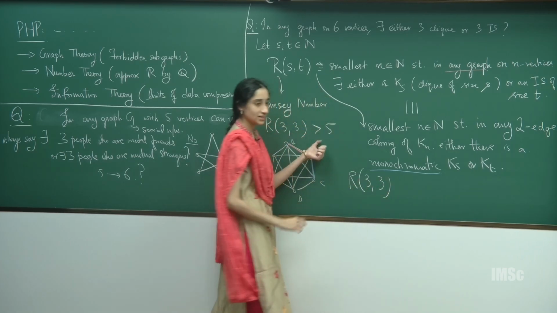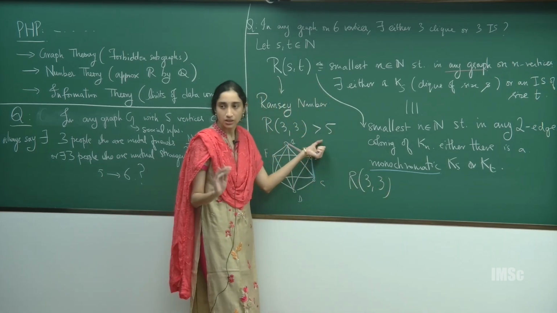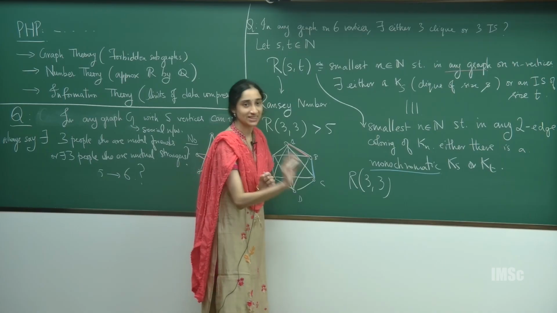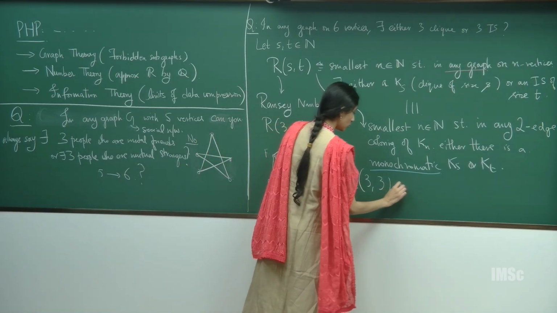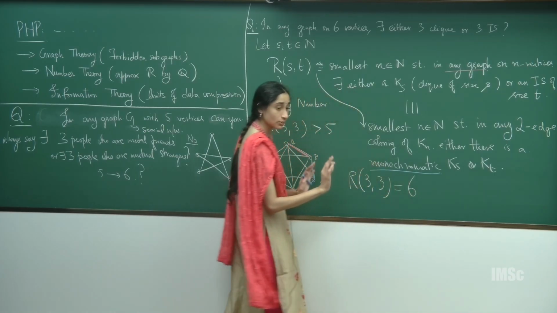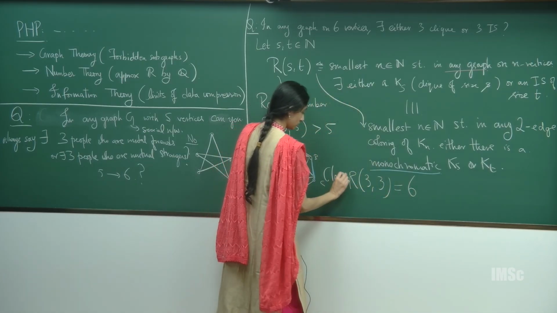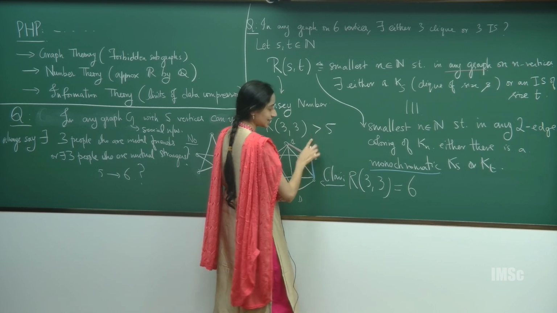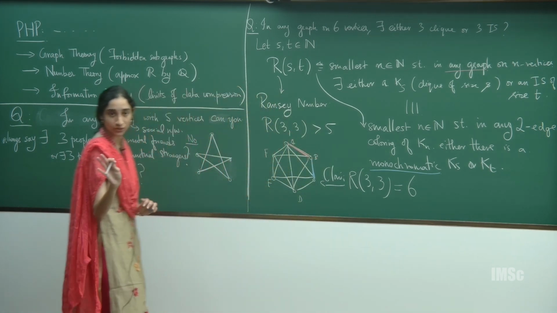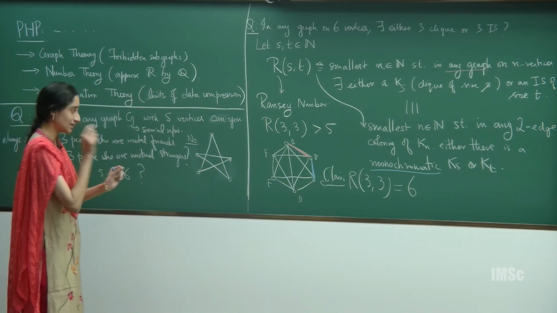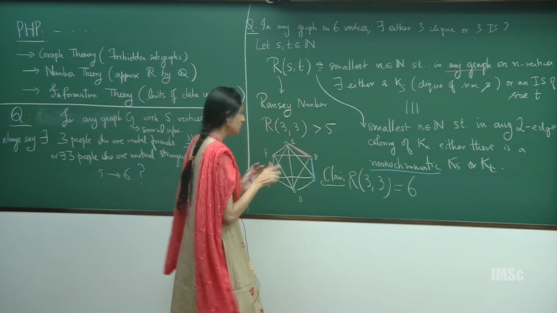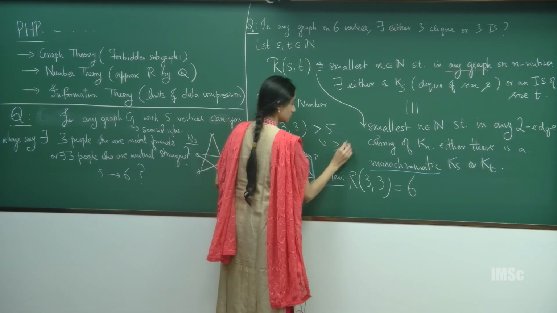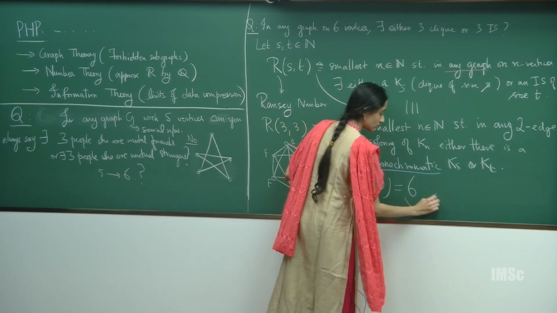See, it's strictly greater than 5. That is something we have shown. Now, maybe it is 6. I want to check whether it is 6. So if it is 6, I want to say it's actually equal to 6. That's what I would want to say. I have not yet shown that. I have shown one thing: that it's greater than or equal to 6. Now I need to show it's less than or equal to 6. Then I can say that the Ramsey number of 3, 3 is actually equal to 6. So what I have to show is less than or equal to 6.